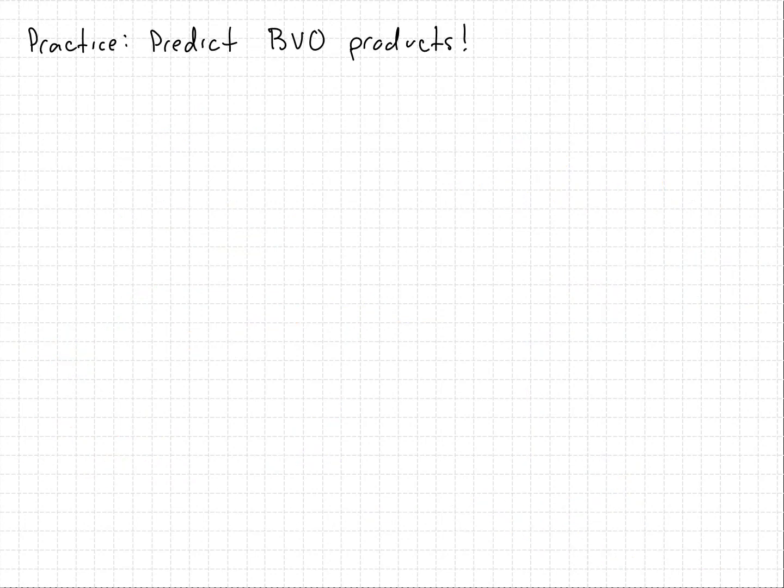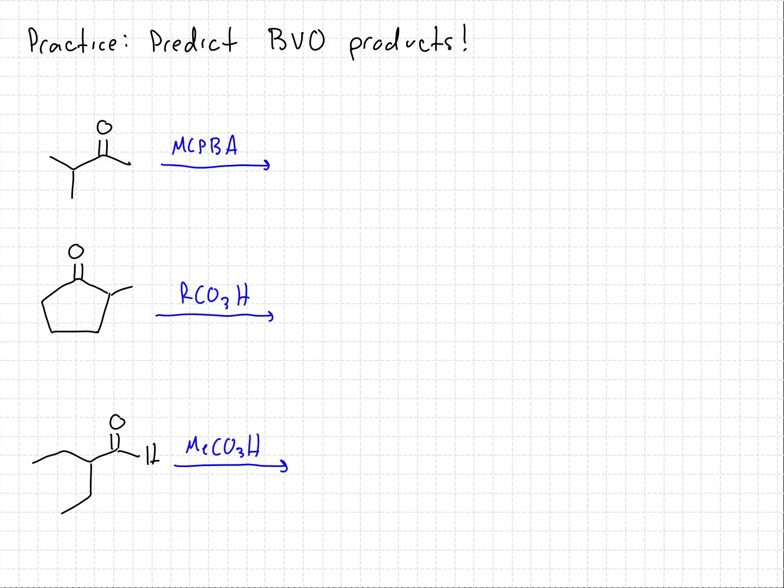So given these rules, we should be able to predict the Baeyer-Villiger oxidation products if given a starting ketone or aldehyde. So I want you to work through this with these three starting materials, an acyclic ketone, a cyclic ketone, and an aldehyde. And we're going to combine these with these per acids.